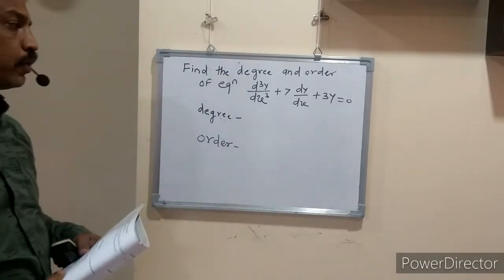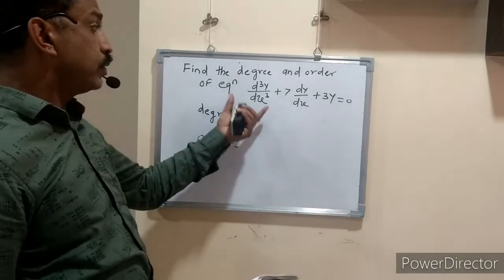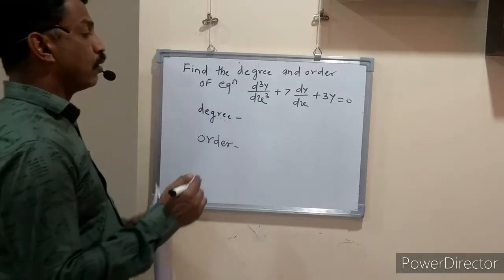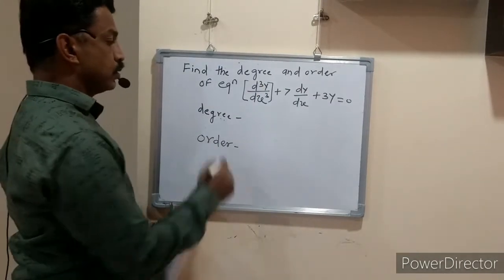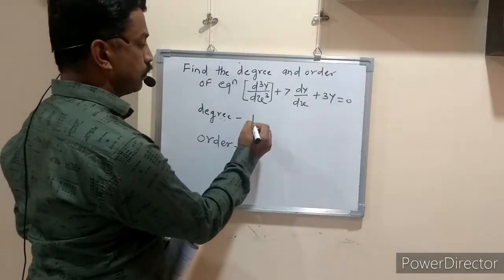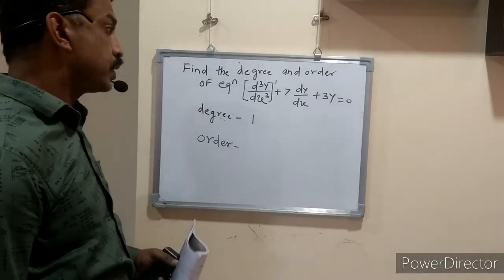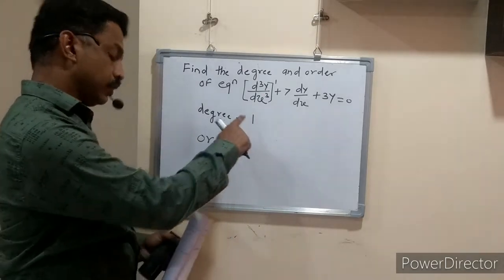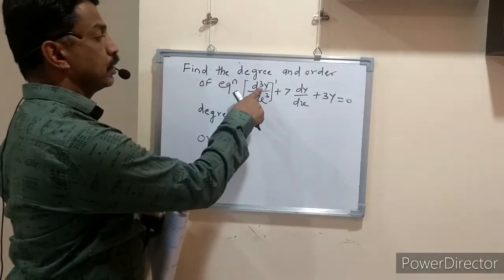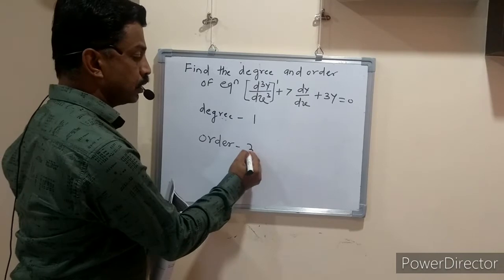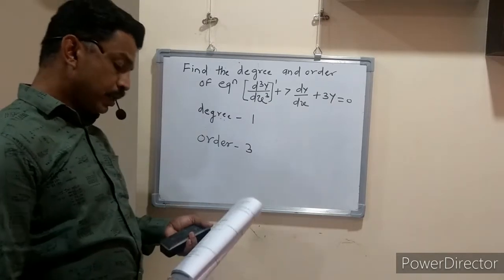Now already we have seen the degree means what? The power of the highest derivative. Here this is our highest derivative and its power is 1, therefore the degree of this equation is 1. Why? Because here no number means it is 1. And order, this is third order because d3y is there. So this equation is a first degree and third order differential equation.